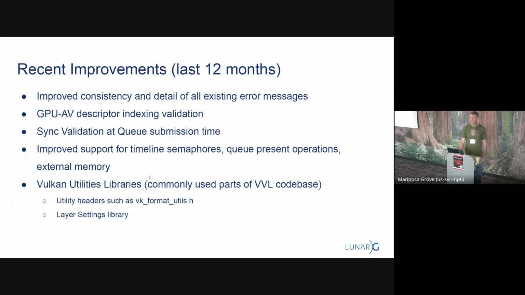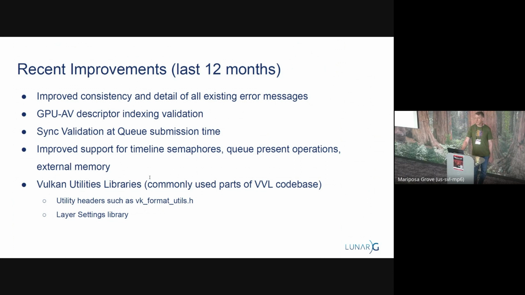One of the bigger ones, which isn't strictly part of validation, is this utilities library. There's some pieces of the code that we developed that other application developers wanted to use. This format utils header was probably the most common one. These are just things that were coming out of our code generation that were useful in other circumstances. And so we pulled those out into a separate repository so that you could use them without making all of validation be a dependency for your app.